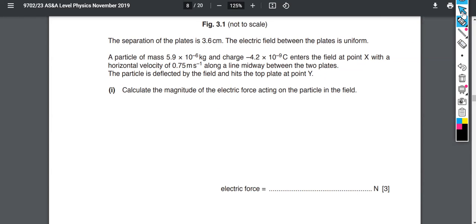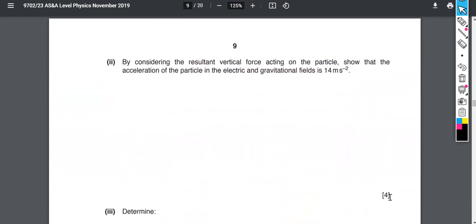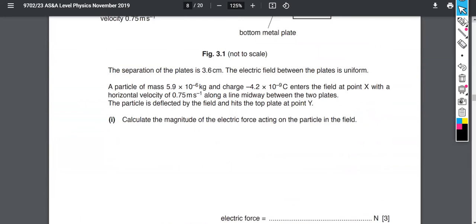It's helpful sometimes to preview what all the calculations before me are. So if you didn't already flip the page over and look, there's 4 marks here coming up. And it says by considering the resultant vertical force. So resultant, remember the vector addition, the sum of the vector addition. So we have to add some force vectors, but only in the vertical direction. Show that the acceleration is this. And it even says in the electric and gravitational fields. It's reminding you, hey, two fields here. This thing has both mass and charge as it enters the field.